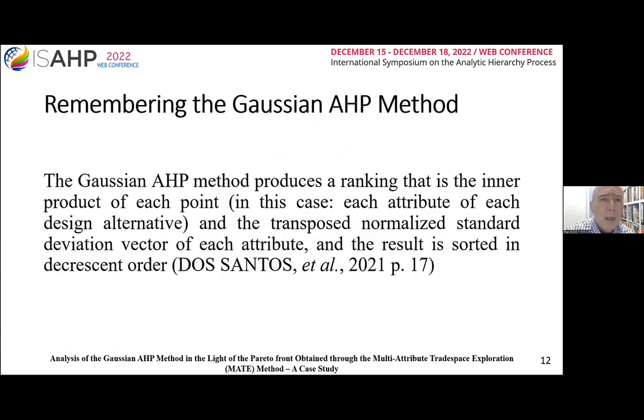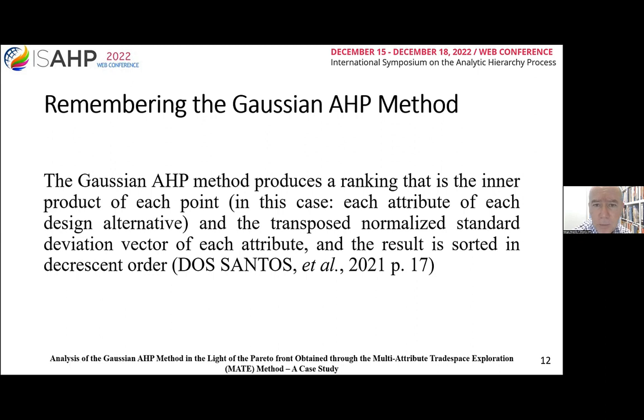So let's briefly remember the Gaussian AHP method. As I said before, it was a method proposed last year in this conference. The Gaussian AHP method produces a ranking that is the inner product of each point, in this case each attribute of each design alternative, and the transposed normalized standard deviation vector of each attribute. The result is sorted in decreasing order. This is a method that you can use when you don't want to perform pairwise comparisons.